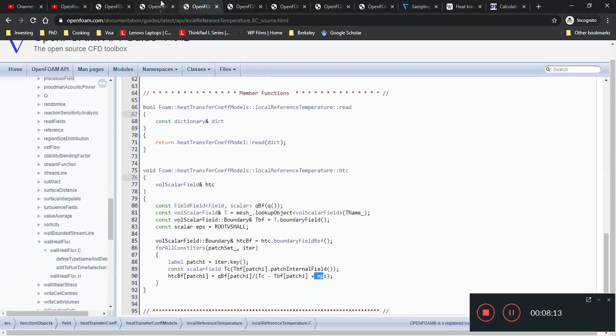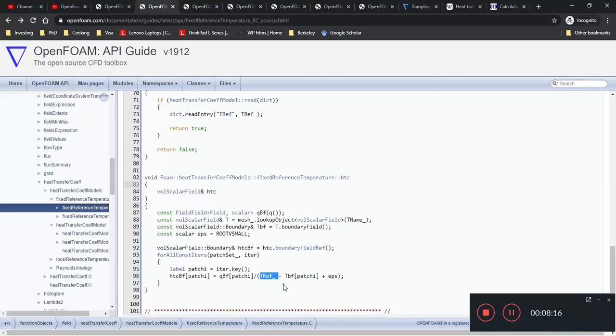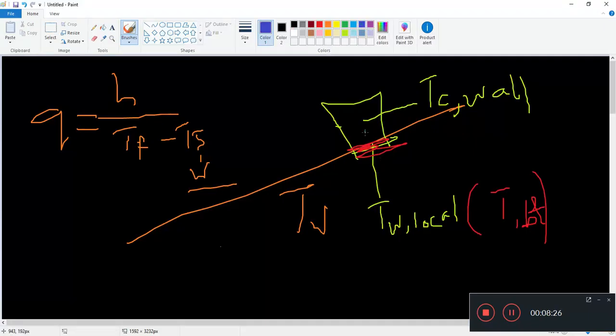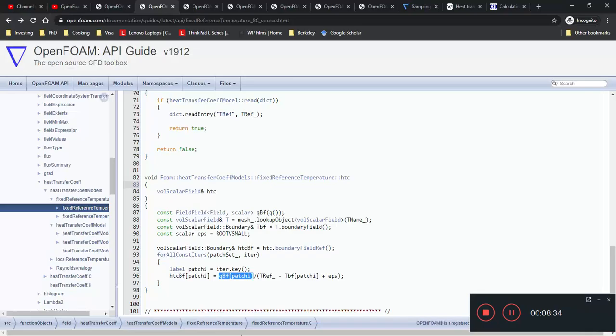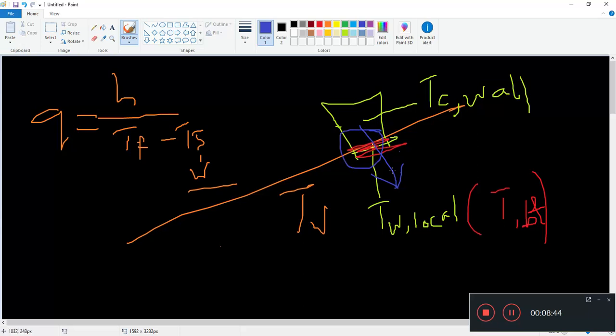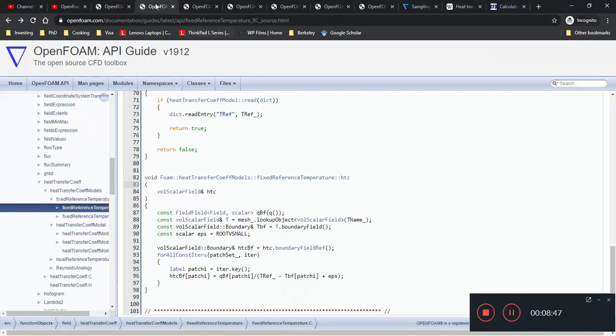Hold on. So fixed reference temperature. So Q boundary field, QBF, is the heat flux at the boundary field. So that's right, that's what you want. The heat flux over here, or actually, the heat flux going from the fluid to the solid. And then TREF is something you key in. TBF patch I is the temperature of the boundary field at patch I. So this is this little local wall temperature here. Now that's if you use the fixed reference temperature.